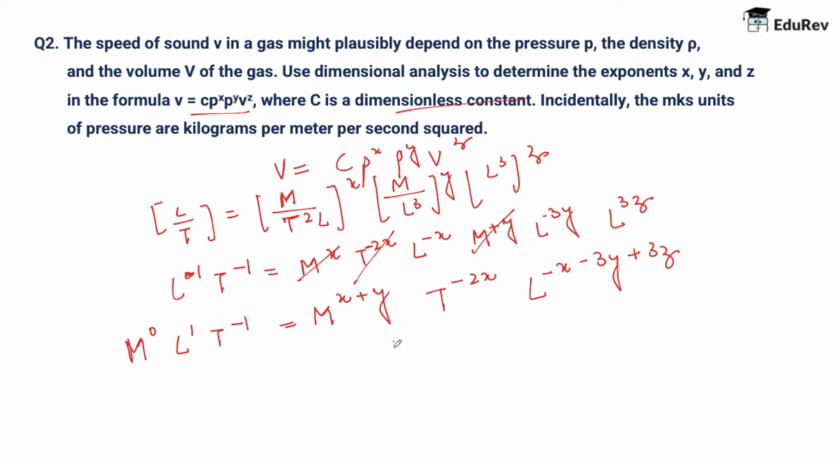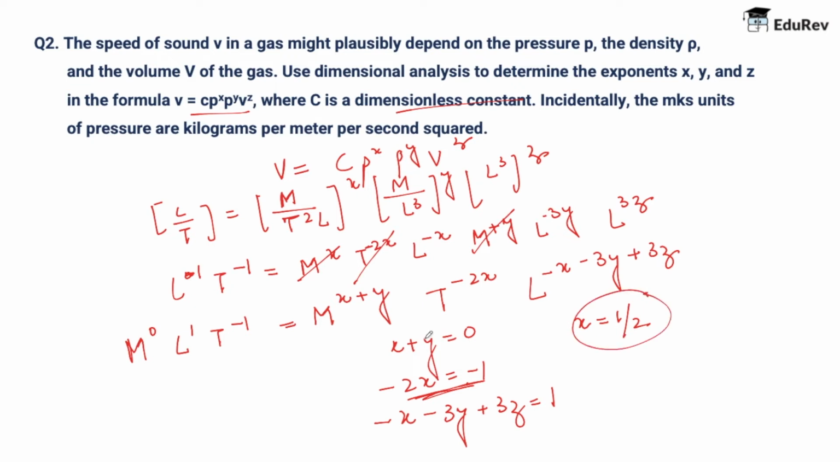So what I'm going to write is x plus y will be equal to 0, minus 2x will be equal to minus 1, and minus x minus 3y plus 3z will be equal to 1. Now when I solve this equation, that is minus 2x equals minus 1, I'll get that x is half, correct? Now if x is half, and whenever I am adding x and y, I'm getting 0, that means y is negative half, correct? So if x is half, y is negative of half.